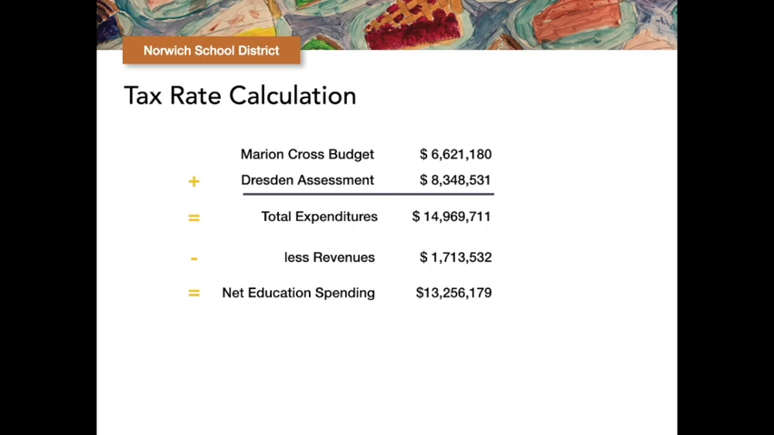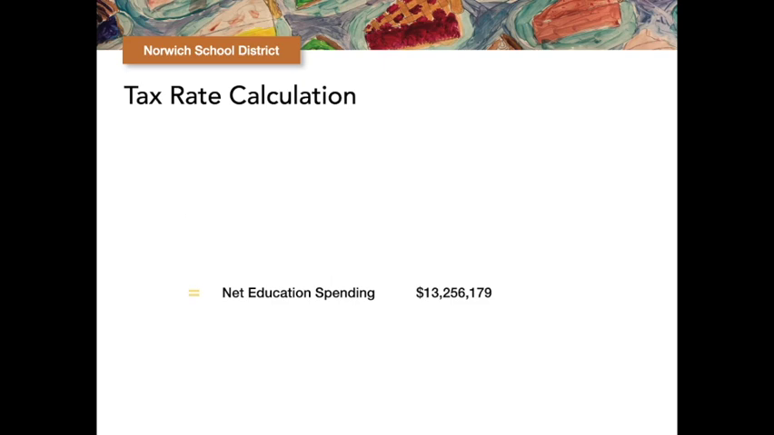I'm going to take just a brief moment to review the formula for tax rate calculation so you get a better understanding of how the equalized pupil count impacts the tax rate. Here in Norwich, we take the Marion Cross budget and add to that the Dresden assessment to get total expenditures. It's important to note that the tax rate in Norwich is dependent on both education spending at Marion Cross and in Dresden. We then subtract out revenues to get to net education spending.